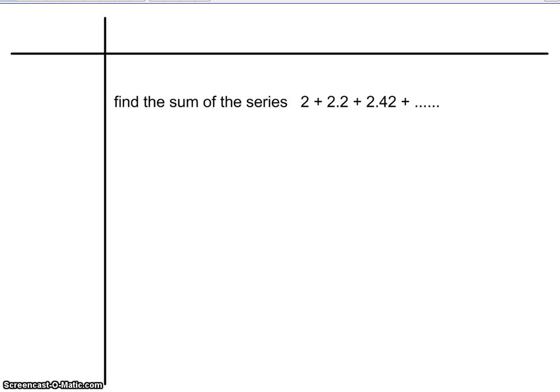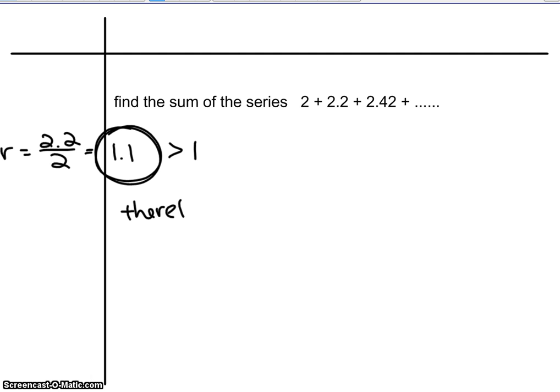Same idea here. Find the sum of this series. Well, again, number one, we have to check to make sure it's geometric. So if I take 2.2 divided by 2, I get 1.1. That's greater than 1. So therefore, I'm not going to have a sum.